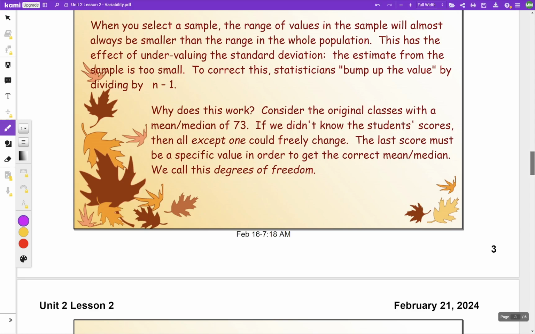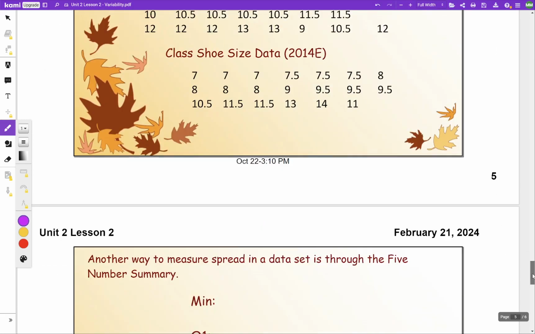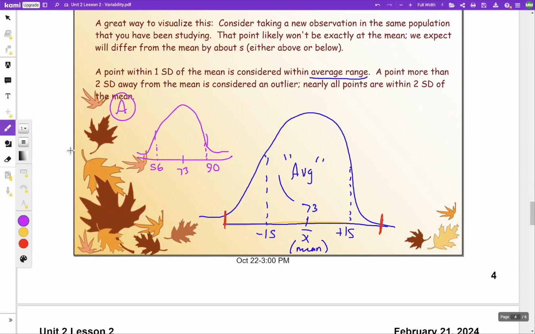If we go down, we look at Class B. Here we go. So if we look at Class B, let's do this one in a different color. Here's Class B. The standard deviation was about 6. So the average range for Class B is between 67 and 79. Any score in there is considered to be close enough to average, right?